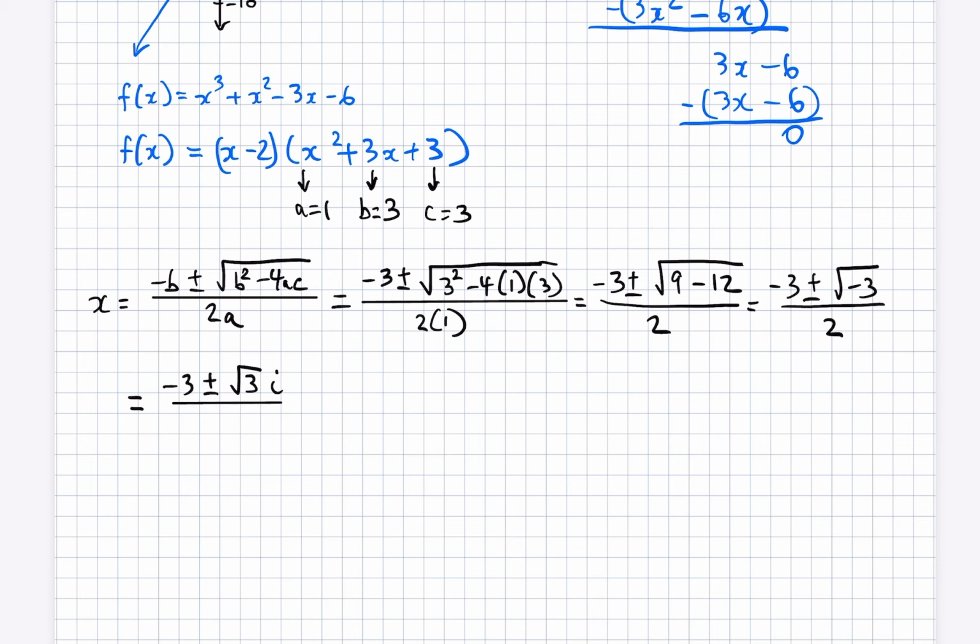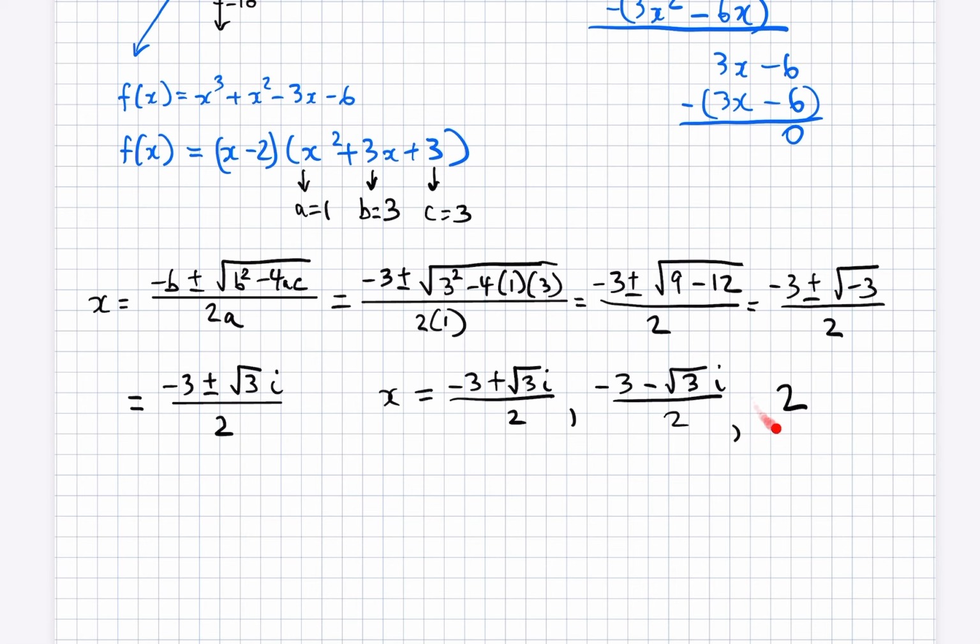all divided by 2. Okay, so what that means is x is equal to negative 3 plus square root of 3i divided by 2, and it's also equal to negative 3 minus the square root of 3i divided by 2, and it's also equal to 2. Okay, where did that 2 come from? It is right here. We determined from this graph here that the x-intercept for this graph was minimally a 2.